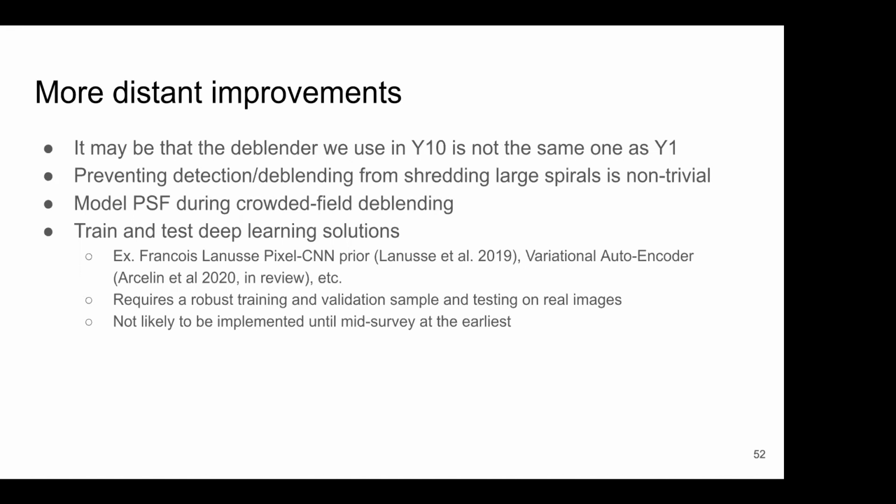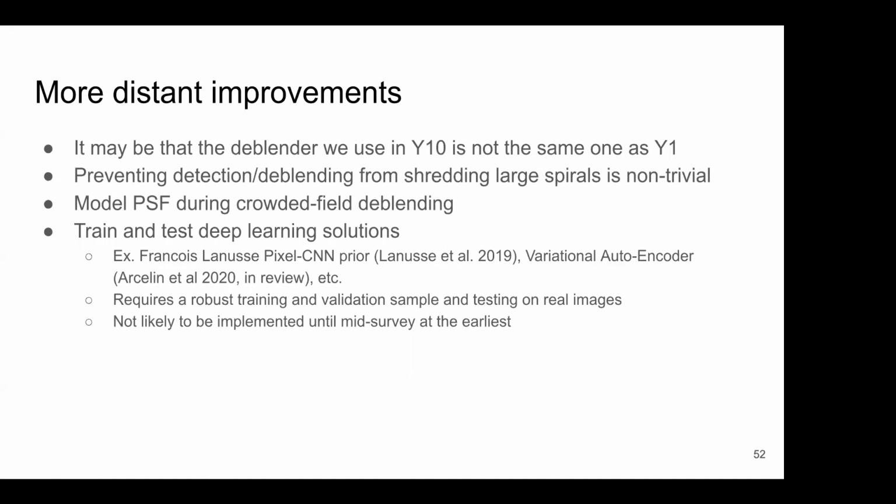Okay, so some more distant improvements, right? It may be that the Deblender that we're using in year 10 isn't the same as what we're using in year 1. So, for example, one of the things is being able to prevent detection and deblending from shredding large spirals. It's a non-trivial problem, but it would be nice to have some heuristic that we can use to go back and look at certain types of blends and identify that this is actually one object, this is actually a spiral, and put those pieces back together.